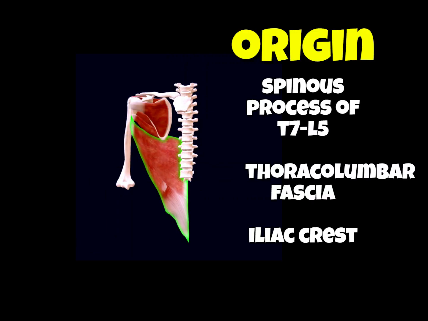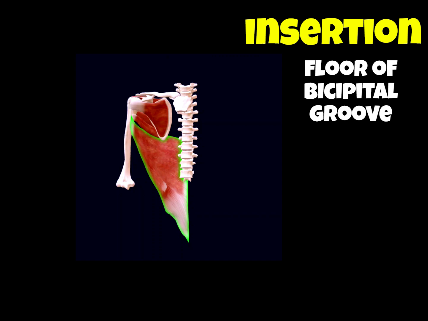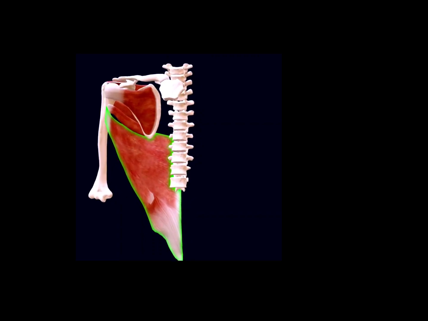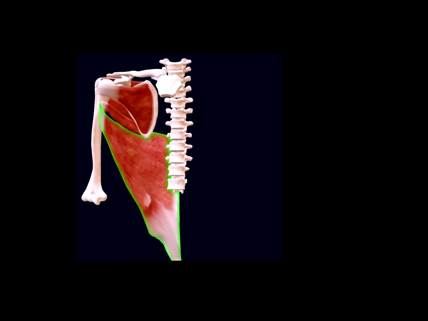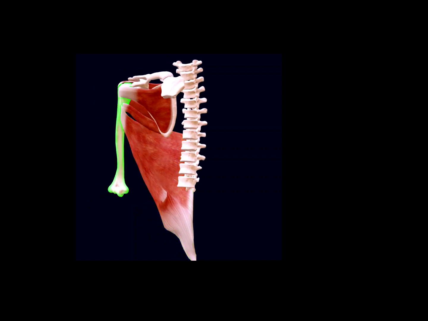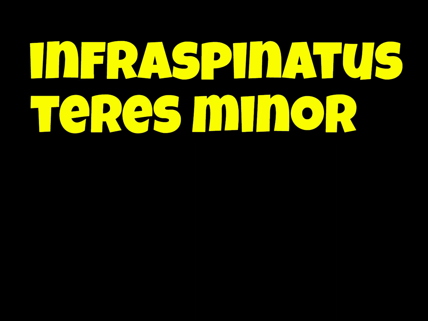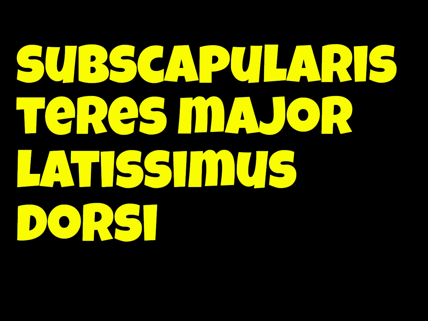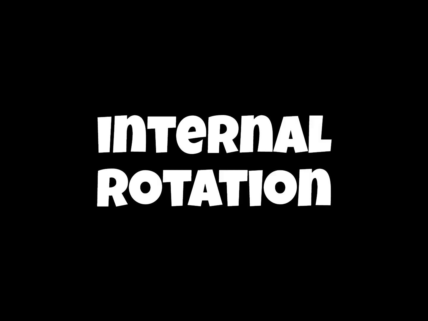Latissimus dorsi, which originates from the spinous processes of T7 to L5 vertebrae, thoracolumbar fascia as well as the iliac crest, and inserts onto the floor of the bicipital groove, which we've already discussed, with a nerve supply of the thoracodorsal nerve, and assists with adduction, extension, and internal rotation of the arm. So we understand that amongst the rotator cuff muscles, supraspinatus helps with abduction, infraspinatus and teres minor with lateral rotation, and subscapularis and other muscles such as teres major and latissimus dorsi help with internal rotation of the arm.